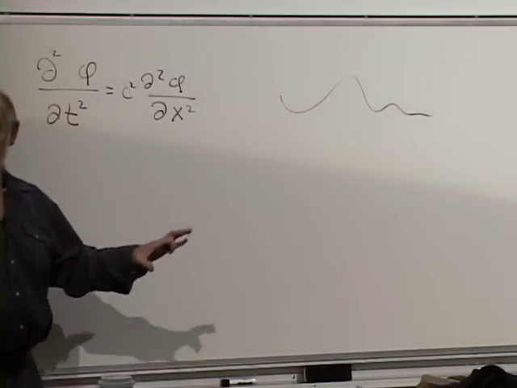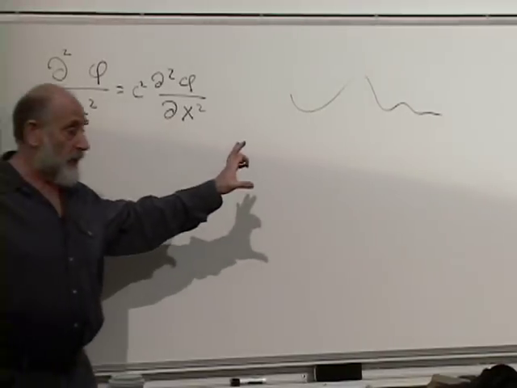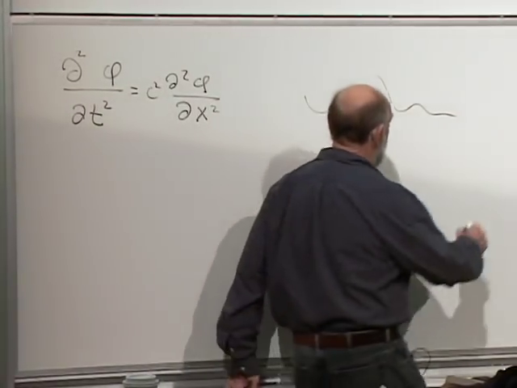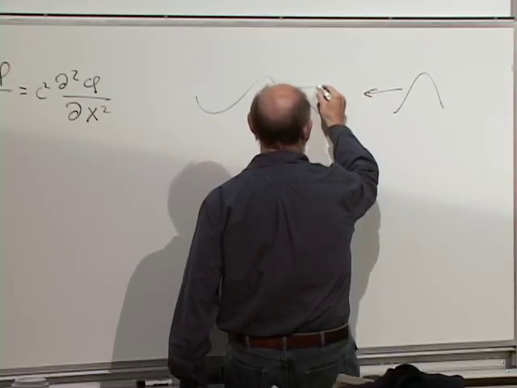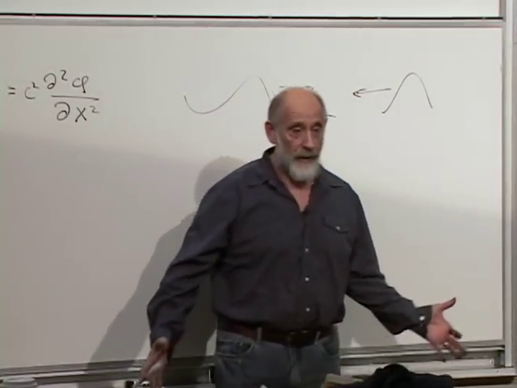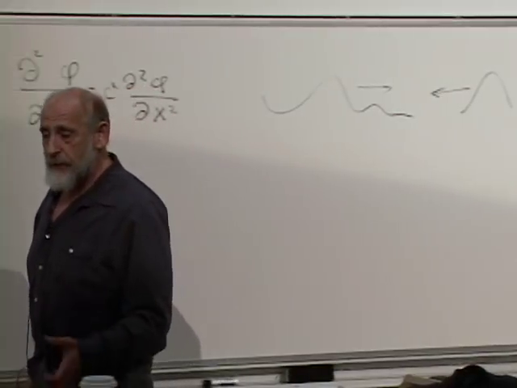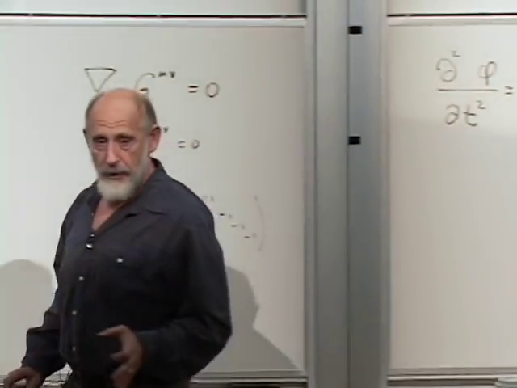Of course, you can have superpositions of them. You can have one wave moving to the right, another wave moving to the left. And what will happen is they'll just pass right through each other. That's the wave equation in one spatial dimension.